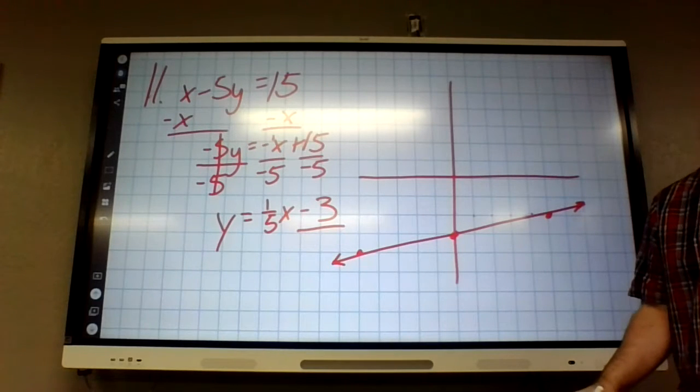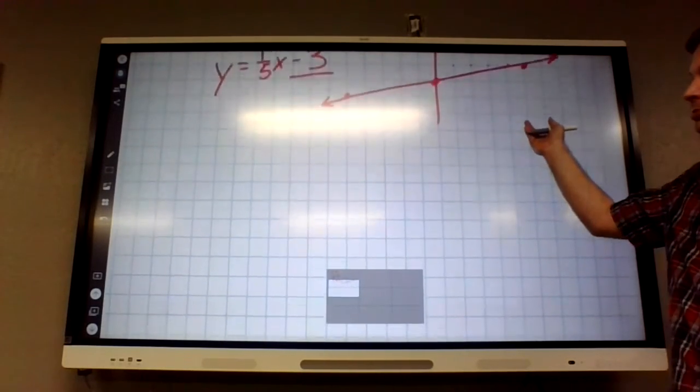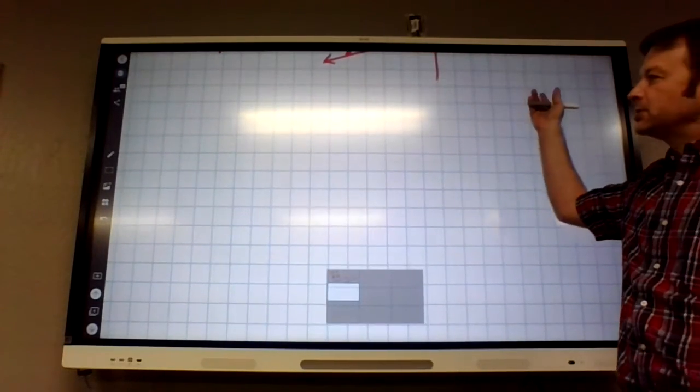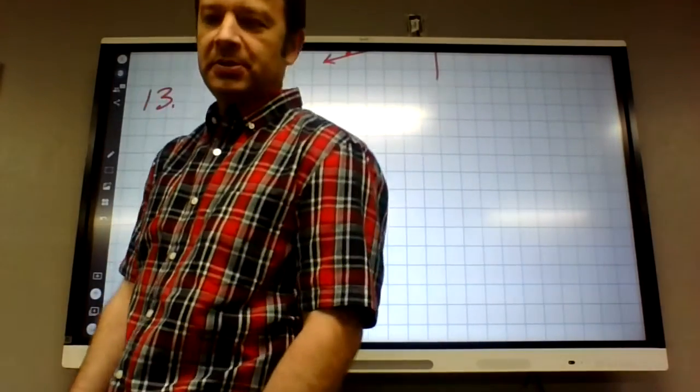Do I need to shade on this one? No, because there's no inequalities.